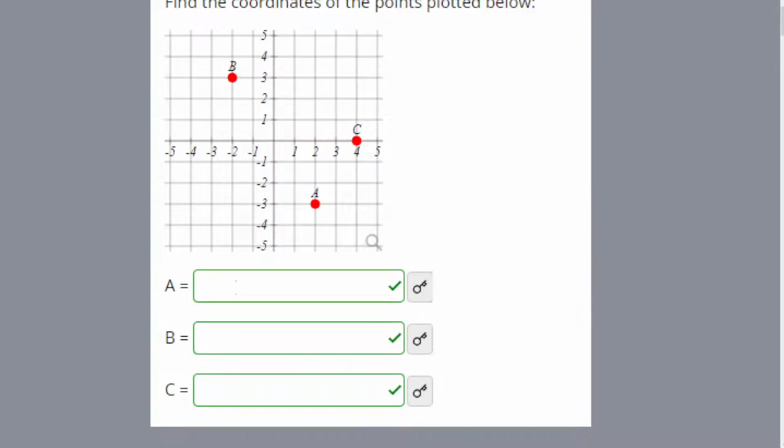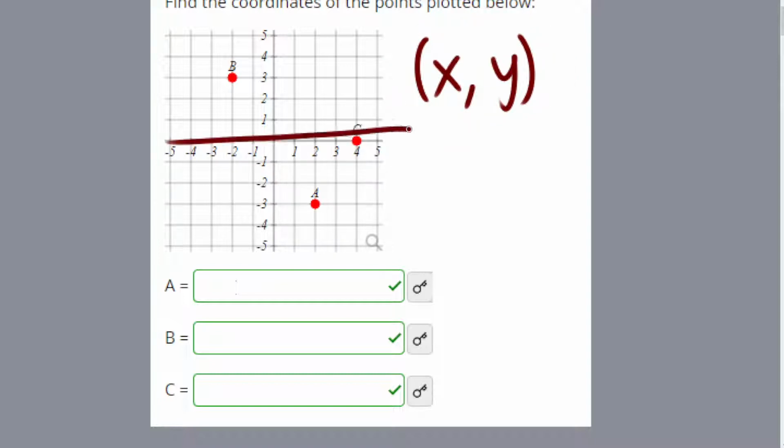Okay, so this question asks us to find the coordinates of the points plotted below. So we have A, B, and C. Now, when we are graphing and finding points on a Cartesian coordinate plane, we are looking for an xy coordinate. So it goes x comma y. Our x value goes from left to right, and y goes high to the sky. There's not really a fun rhyme for x.